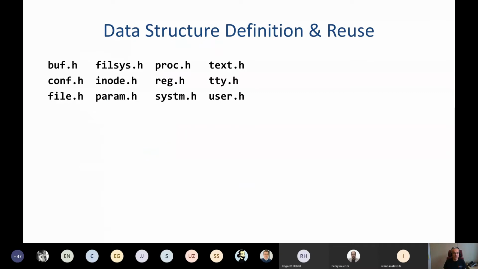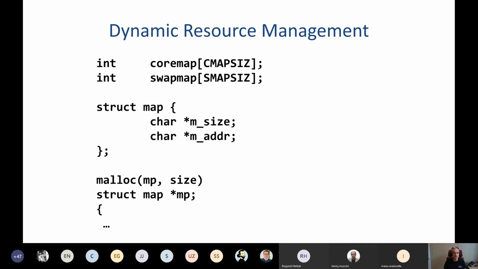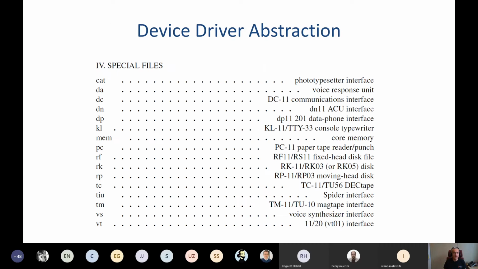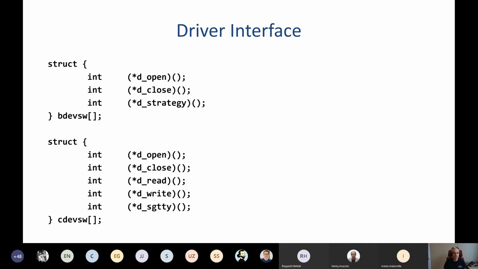Data structure definition and reuse through header files. Previously, people were copying the definitions from the documentation. Dynamic resource management through something called malloc, which here allocates maps, things on the map rather than memory. A device driver abstraction with special files documented here. The names and the devices no longer exist, but the abstractions live on because we have a driver interface based on a so-called strategy to queue interrupts, and it exists on modern editions of Unix and even on Linux.